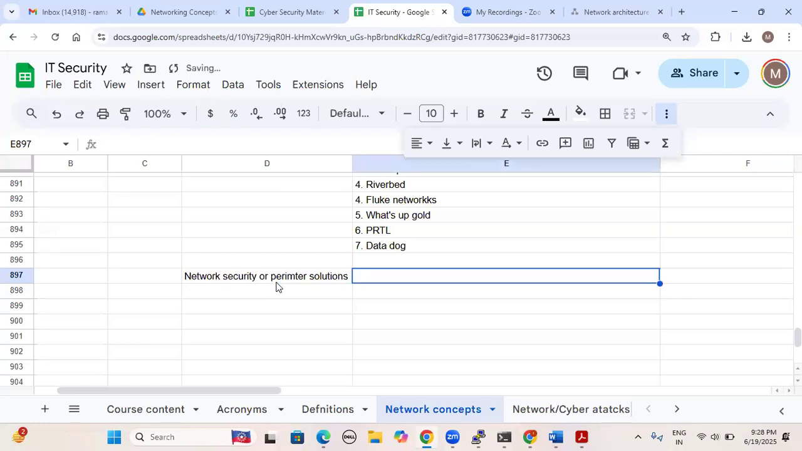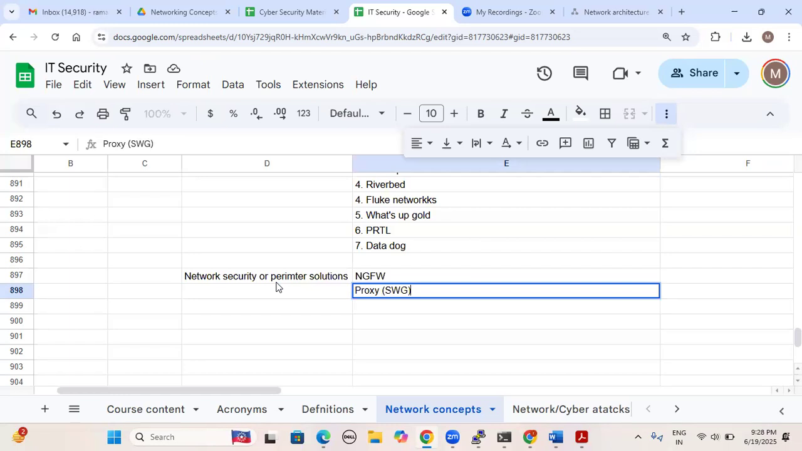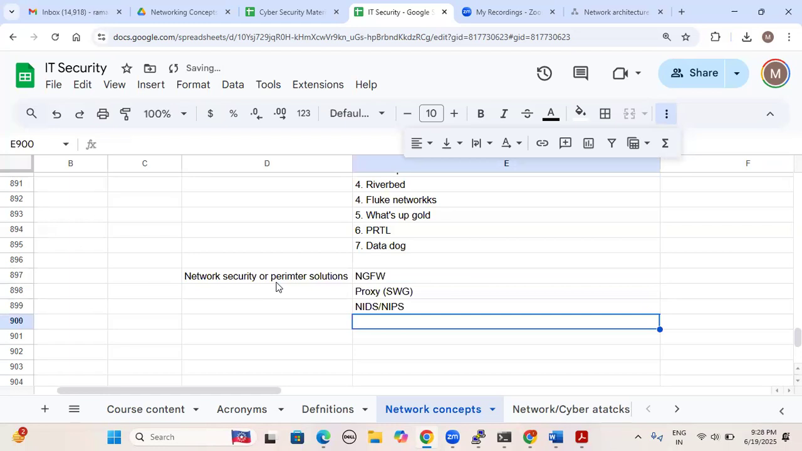What are those solutions? We do have the next generation firewall. Second one is proxy, also called secure web gateway. Third one we can call network IDS and network IPS. At the perimeter level, if any attacks are happening, first and foremost, the firewall will come as an entry point. In case the firewall is bypassed, then it will come to the proxy. If the proxy is bypassed, then it will go to network IDS, network IPS. If network IDS, network IPS are also bypassed, then EDR, DLP, and other tools will take care.